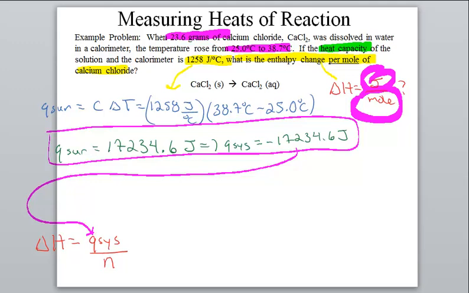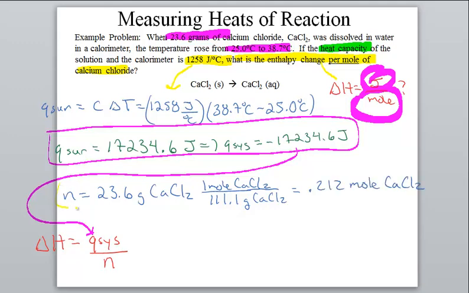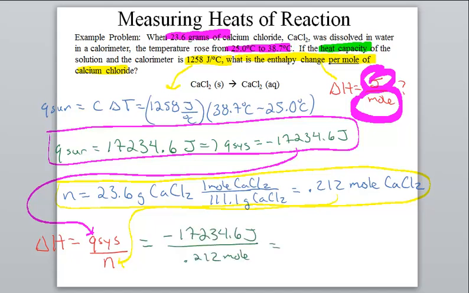Now we need to calculate N to find out the actual amount of moles that reacted. 23.6 grams of calcium chloride. Let's get its molar mass and convert that into moles of calcium chloride. And the mole quantity is 0.212 moles of calcium chloride. That's how much reacted. So we'll put a circle around that, and we'll take that mole quantity and plug it into our enthalpy calculation and solve for that number to get joules per mole.